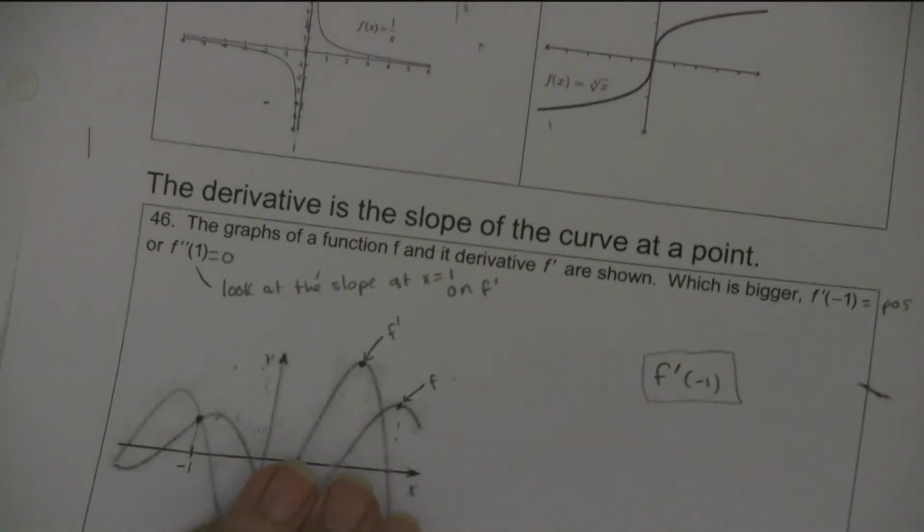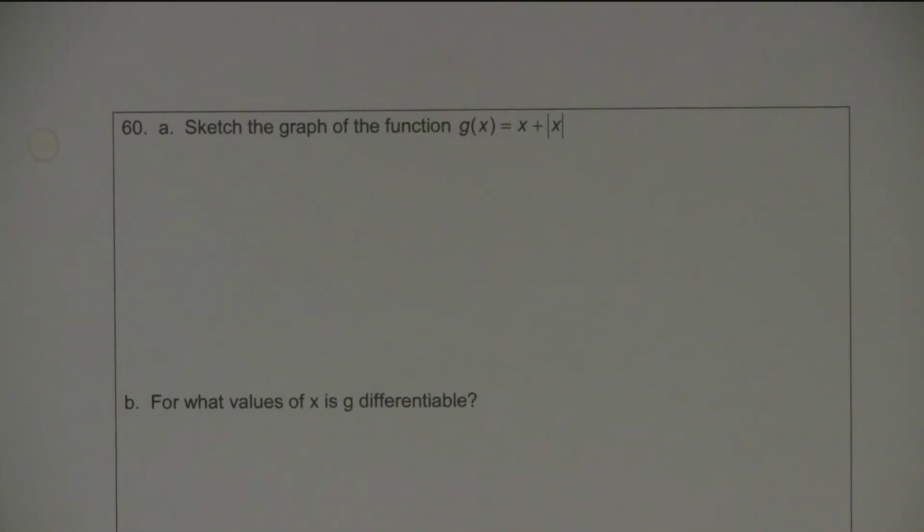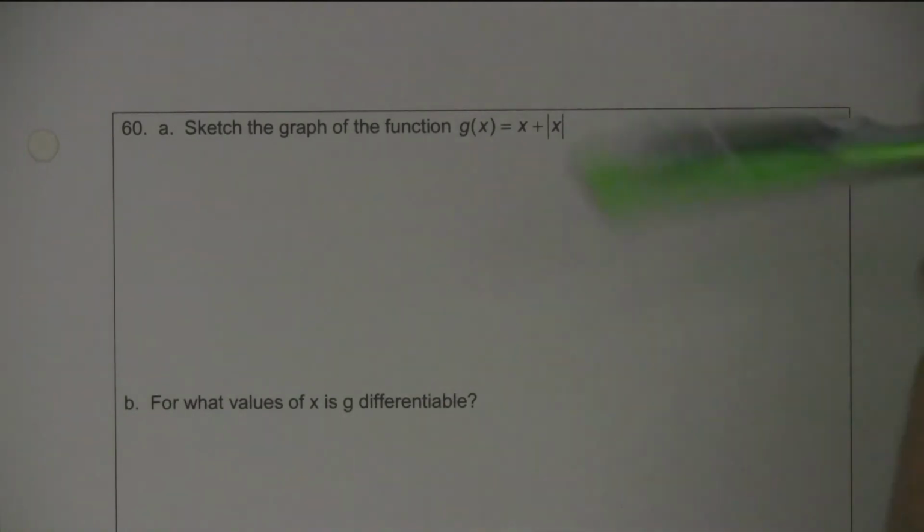So the slope is the derivative. Okay, they asked us to sketch the graph of this, x plus x, absolute value of x. And I think the easiest way to sketch the graph of this is to get rid of the absolute value, instead of trying to think of how the shifts in the translations would be on this thing.